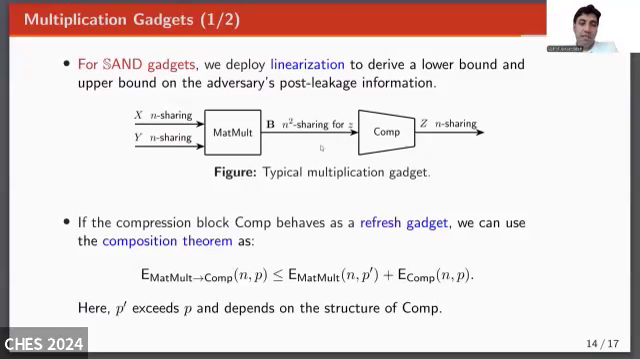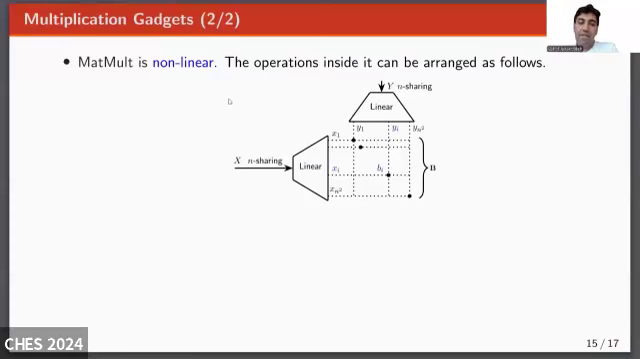Simply, we can use the comparison theorem of the previous slide and decompose the security of the combination into the security of each gadget. MathMult itself is nonlinear, and the tools that we have developed so far are just for linear operations. So we need to study the structure of operations inside MathMult. For example, for the multiplication in the paper, we see that operations inside it can be arranged as follows.